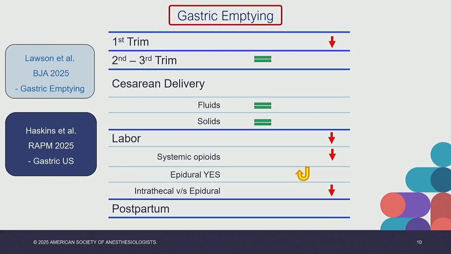And of course, intrathecal plays worse than epidural opioids. Postpartum, initially you have a decrease, of course, but eventually it normalizes. So this is a nice stable summary of the two articles. So where is the indication? What happened with gastric ultrasound and gastric emptying?